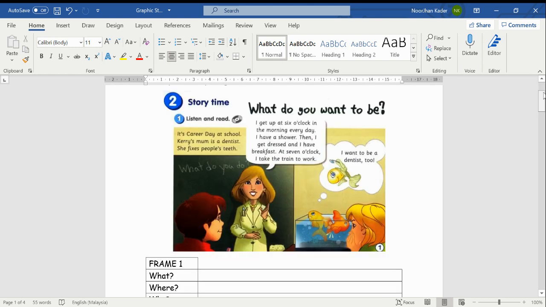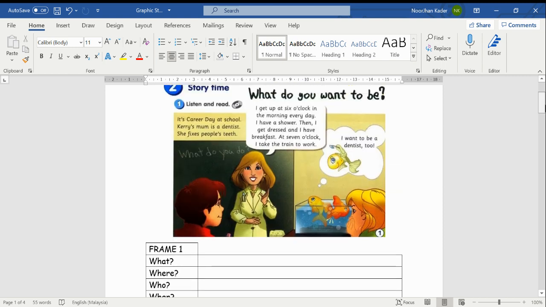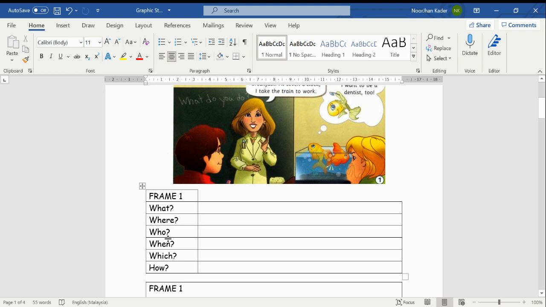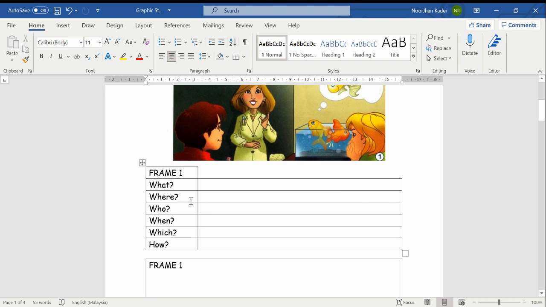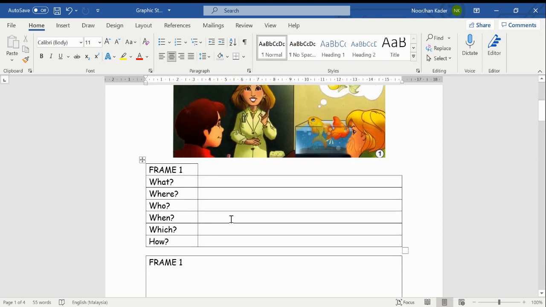So how do you do that? Firstly, we need to understand the characters in the picture and the scenario behind the picture. What can you see? Where is it? Like what I have listed here, we have six things that we have to take note of in the picture. It doesn't matter which frame, but these are the basics that we have to adhere to when we are going to create a narrative.